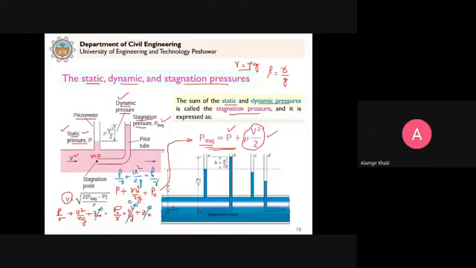So in this case rho is equal to gamma by g. Is this correct? So this will be equal to rho V square by 2. Clear? This is how it comes. So this is the concept of static, dynamic and stagnation pressures.